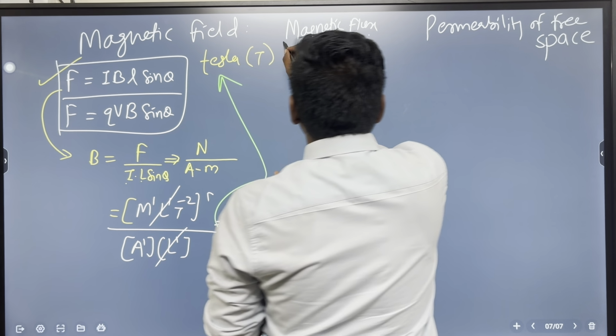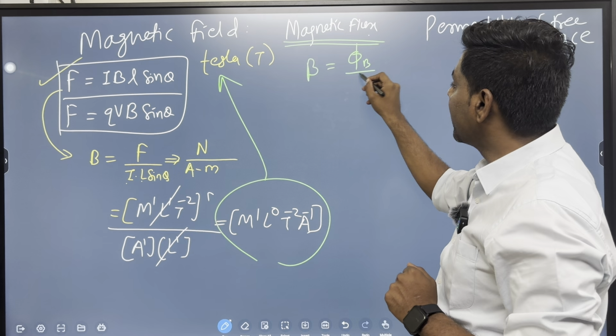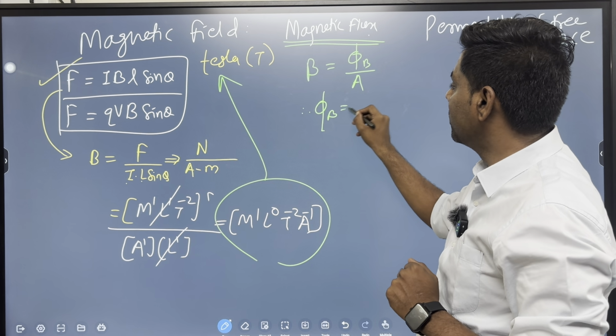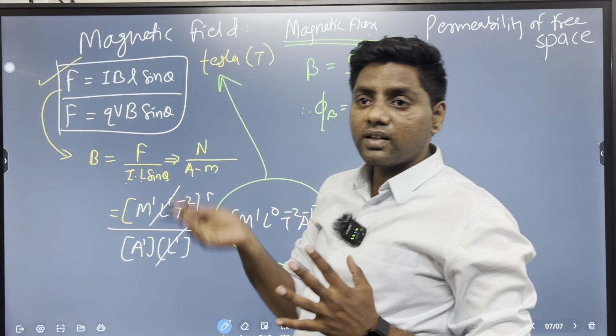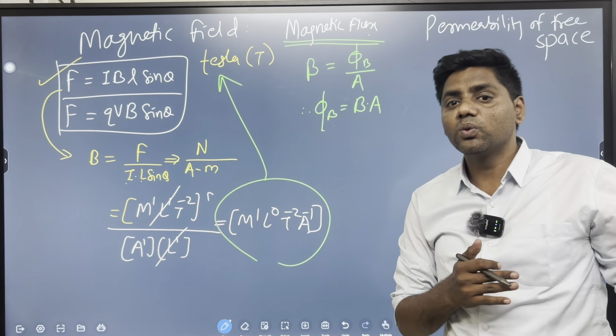Next, physical quantity. In many examinations they ask what is the dimensional formula for magnetic flux. Remember the formula: magnetic field is equal to magnetic flux divided by area. Therefore, the formula for magnetic flux is phi B equal to B into A, the product of the magnetic field and the area. It tells how many magnetic lines of force pass through that given area. The SI unit for magnetic flux is the Weber, Wb.